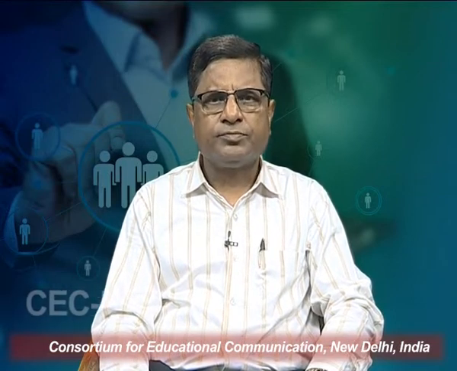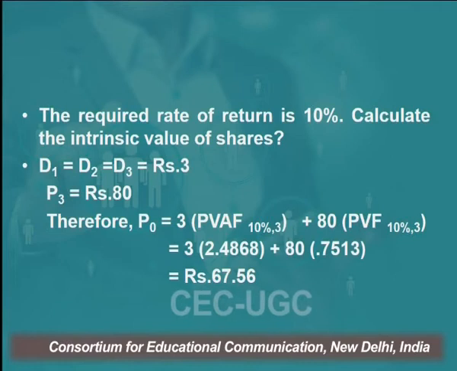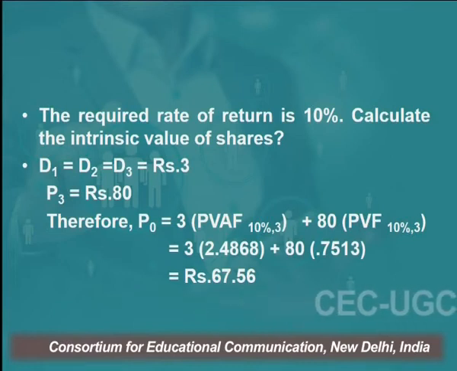So there are 3 things. The holding period is 3 years. The dividend is 3 rupees per year, that is, at the end of each year the company will be giving 3 rupees dividend. At the end of the 3rd year, when the investor sells the share, the expected price is 80 rupees. So what is the current fair value of the share? The required rate of return is 10%. Calculate the intrinsic value of the share.